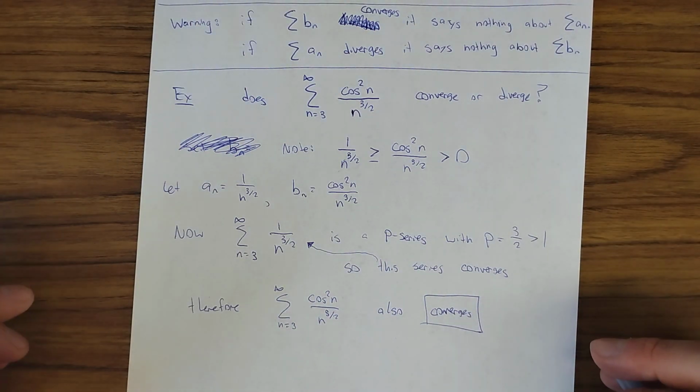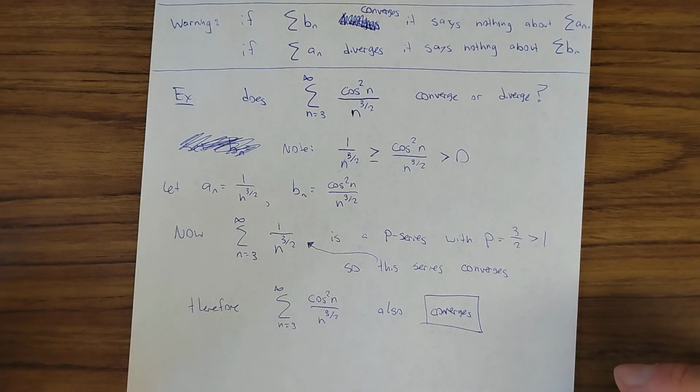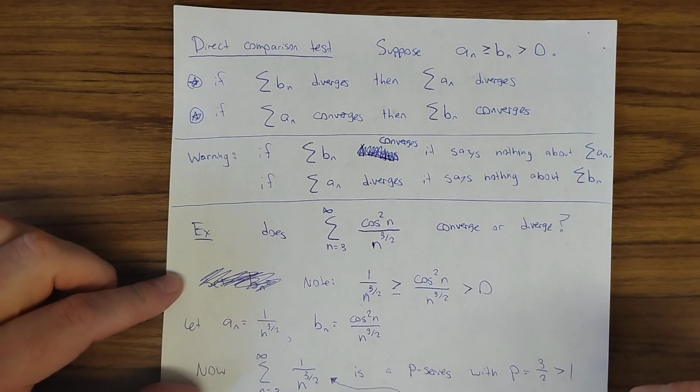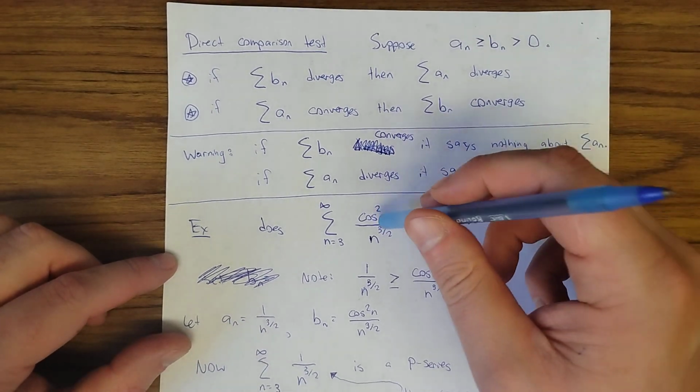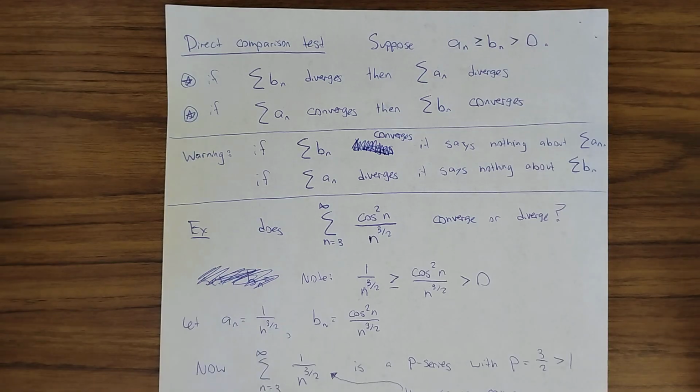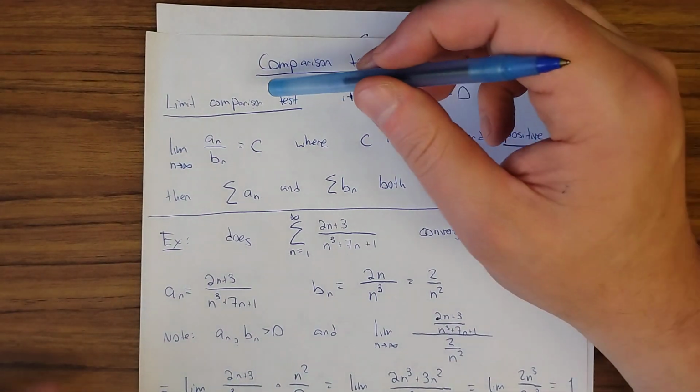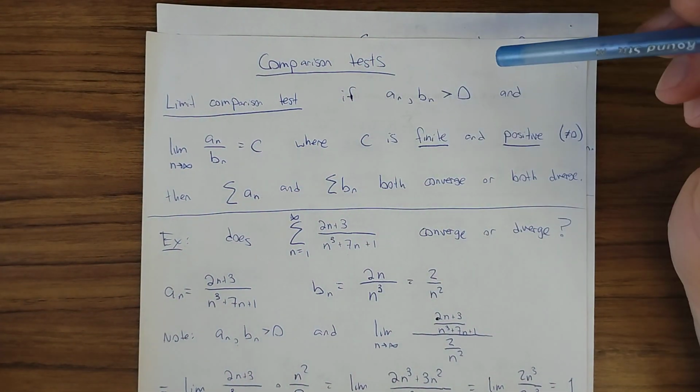But we are going to learn more tests in the future, and probably you're going to find yourself rarely using the direct comparison test. There are a few examples like the one we just did, where the best way to do it is the direct comparison test. But really, the more important one that we're talking about in this video is the limit comparison test. We're going to use that a lot more often.